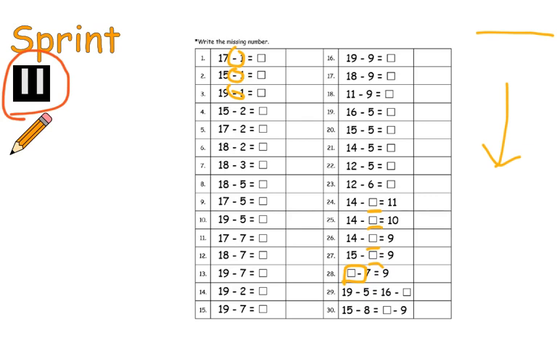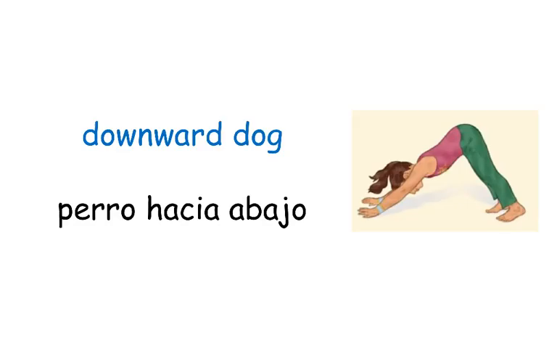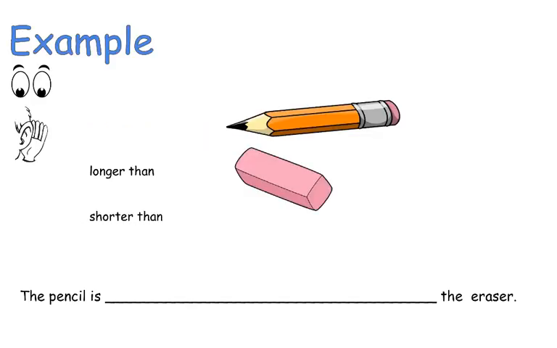Okay, now that you're unpaused, that means you have finished all of your subtraction problems here. If you haven't, make sure you pause and finish all of your problems. Okay, now we sat for a long time. Now I want you to do downward dog. Ready? 1, 2, 3, 4, 5, 6, 7, 8, 9, 10. Okay.